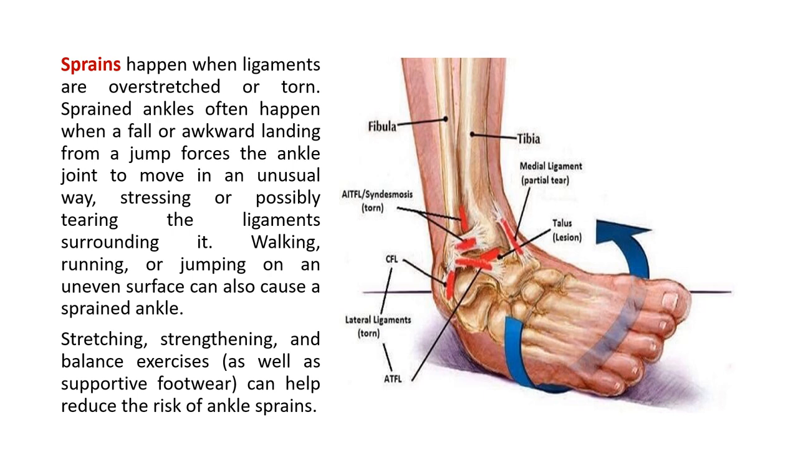Sprains happen when ligaments are overstretched or torn. Sprained ankles often happen when a fall or awkward landing from a jump forces the ankle joint to move in an unusual way, stressing or possibly tearing the ligament surrounding it. Walking, running, or jumping on an uneven surface can also cause a sprained ankle. Stretching, strengthening, and balance exercise, as well as supportive footwear, can help reduce the risk of ankle sprains.